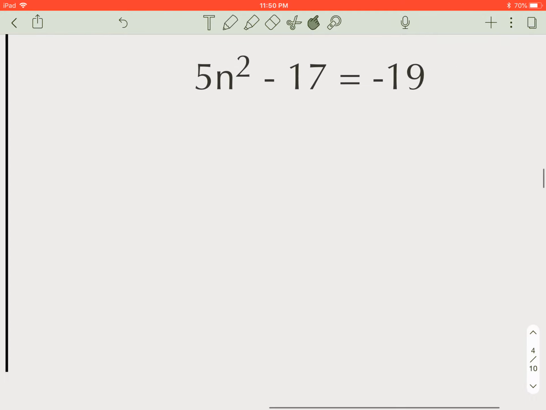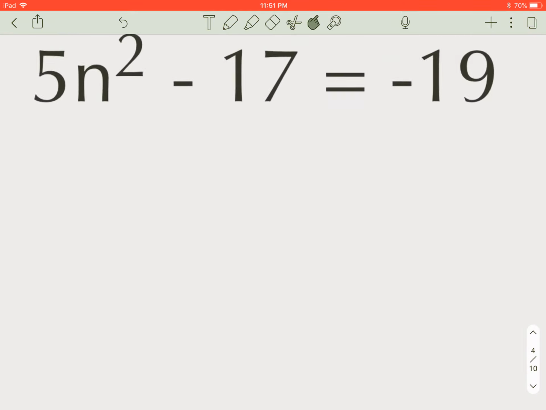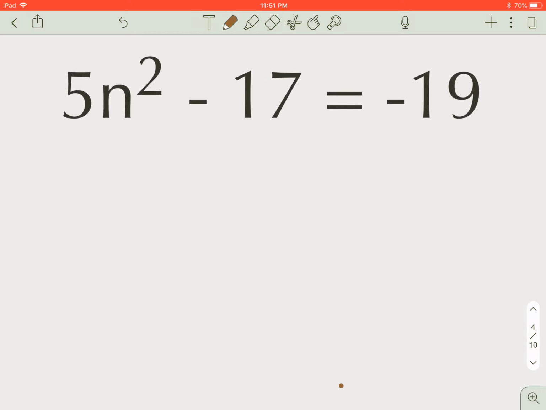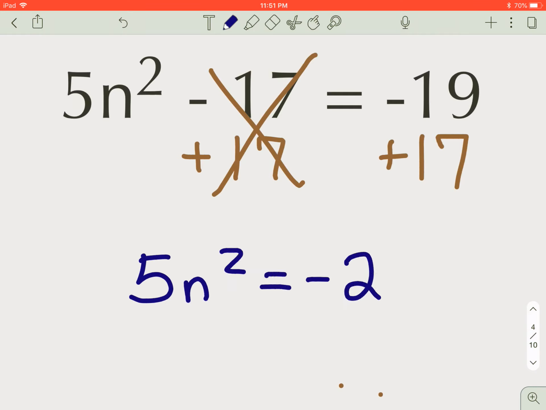And let's scroll over to our next example. 5n squared minus 17 equals negative 9. If you notice, these are pretty repetitive. They have a very similar process to solve all of them. I would add 17. My 17s cancel out. That leaves me with 5n squared equals a negative 2.